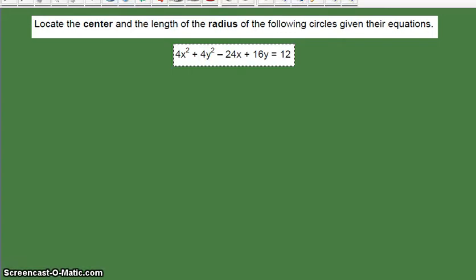Okay, in this video I'm going to show you how to find the center and the radius of a circle. This is not the same as what I showed in the other videos, because we usually get the center and the radius of the circle if the equation follows x squared plus y squared plus ax plus by plus c is equal to 0.